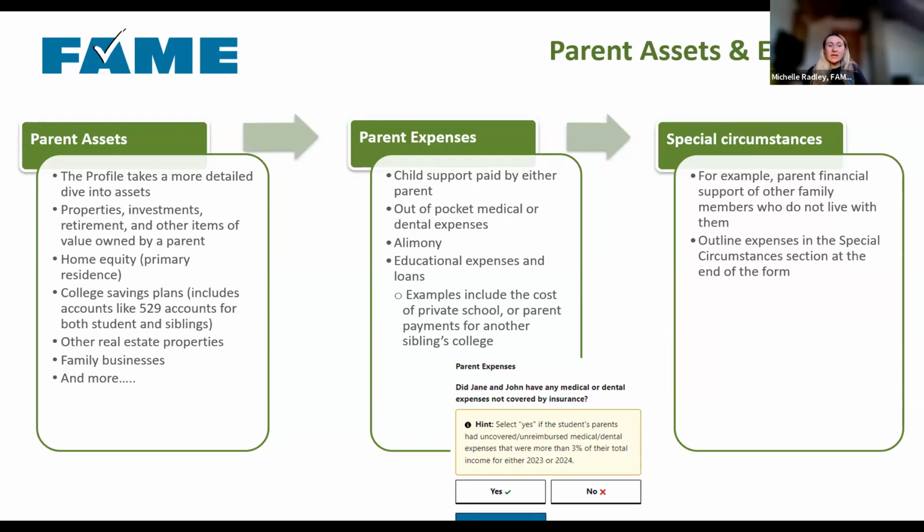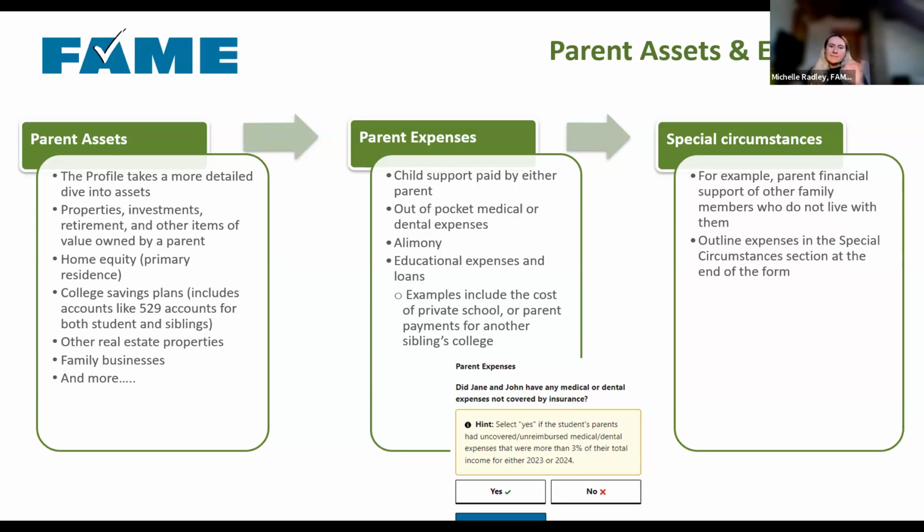Again, home equity of a primary residence is asked about. So having current mortgage information is something they will want to have on hand to be able to answer that. And then 529s are asked about in the case of both the student as well as their siblings. So that's the big difference there. Sibling 529s are asked about on the CSS Profile.